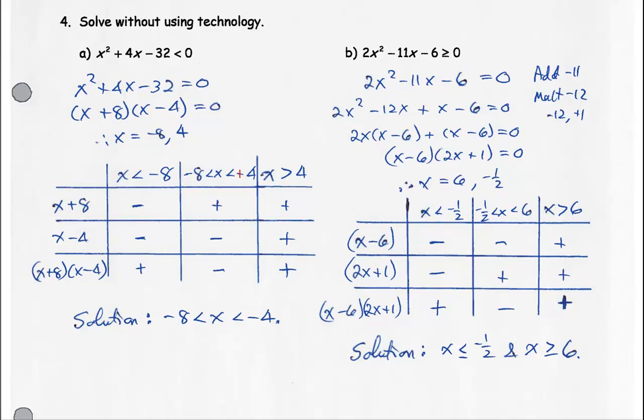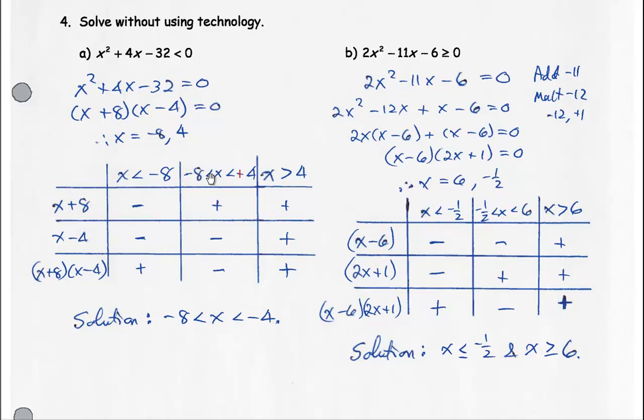Should be a positive there. So below negative 8, between negative 8 and positive 4, and then above 4. So in each of these factors, we would check a value. So below negative 8, for example, negative 10. If you put negative 10 in here in place of x, negative 10 plus 8 is a negative value.